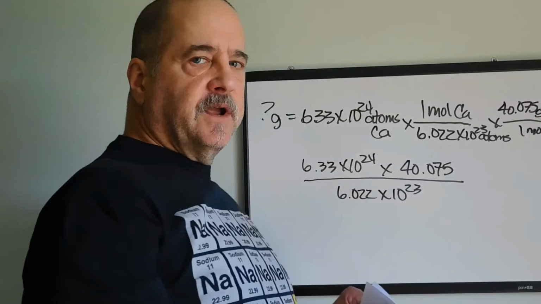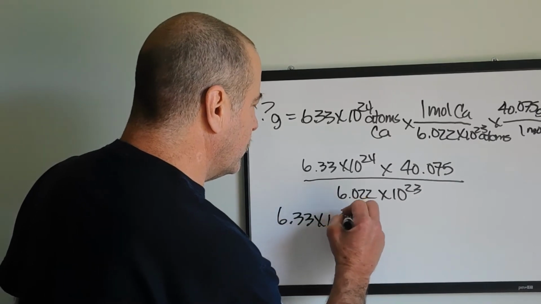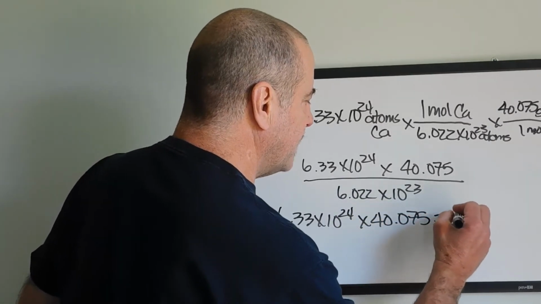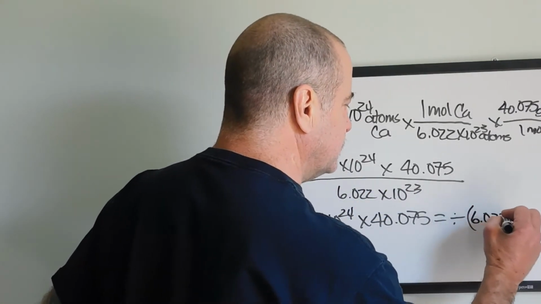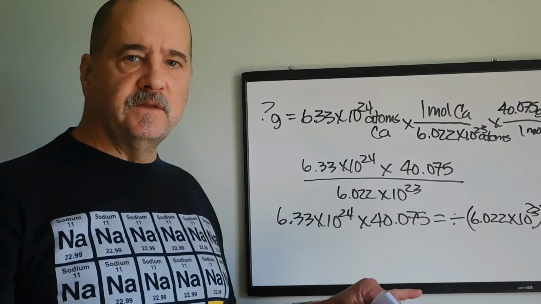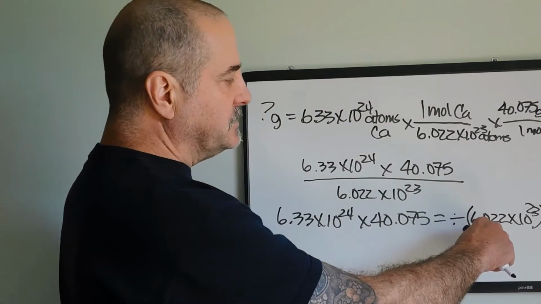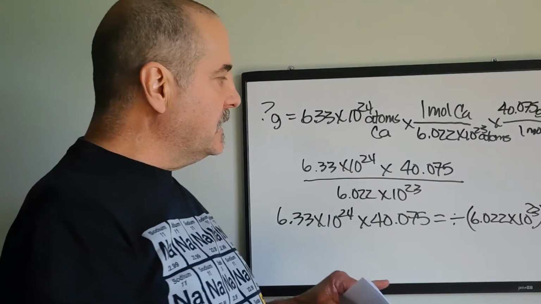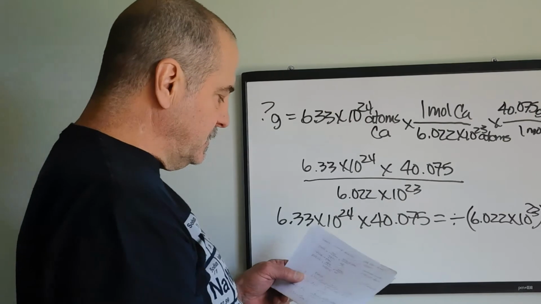Now, when you're setting this up in your calculator, the way that I do it is I do 6.33 times 10 to the 24th times 40.075 equals, divided by, and here's the trick, you've always got to put this in parentheses, 6.022 times 10 to the 23rd, parentheses, equals. If you don't put it in parentheses, your calculator takes this number, divides it by 6.022, and then it multiplies everything by 10 to the 23rd. And when you do that, you get some screwy numbers like 10 to the 48th or something like that. So make sure you do it that way.